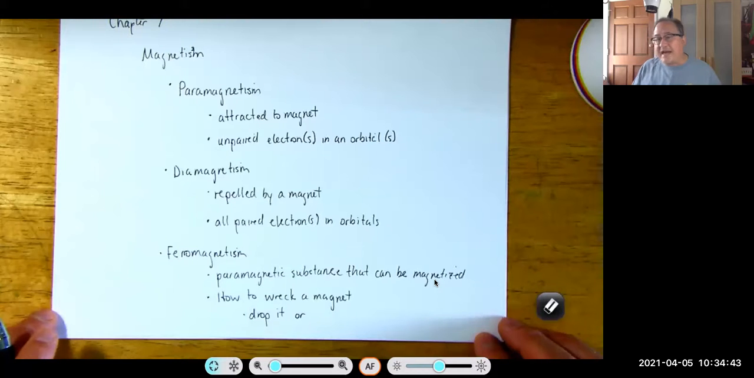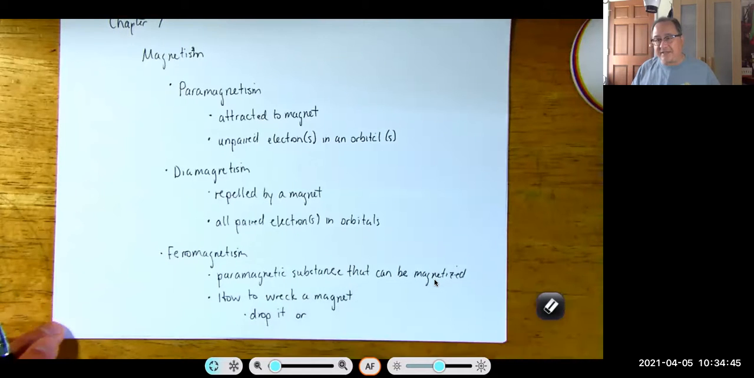So you have to add energy to get this thing to have its electrons shocked so that they're no longer aligned. So what you should be thinking about here is if I add energy by dropping it, what other ways could you add energy to your magnet? Heat. Heat, exactly.